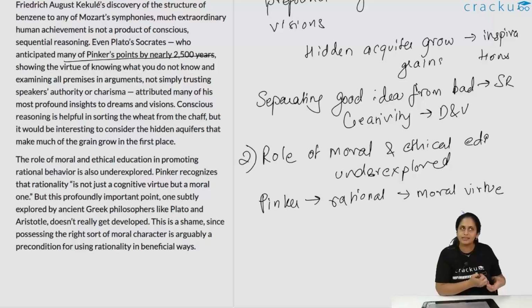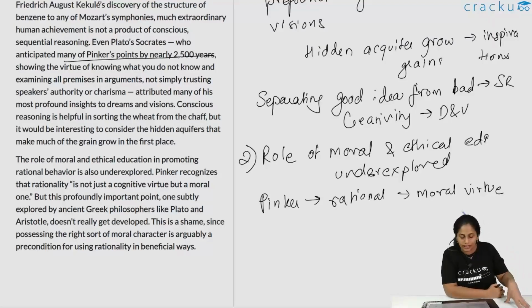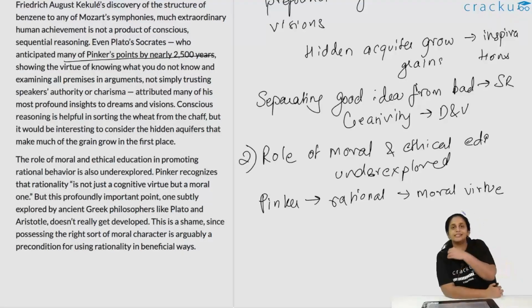And the author says that he doesn't really explore how morality is the first condition that you should consider. Then you can have all this sequential reasoning. Without a moral core, if you start doing sequential reasoning, you will be like a robot which will decide to kill people for the benefit of the larger good as such. So the author says that he doesn't really explore how morality and virtue or ethical education are at the precondition of rationality as such. So this is the second criticism.